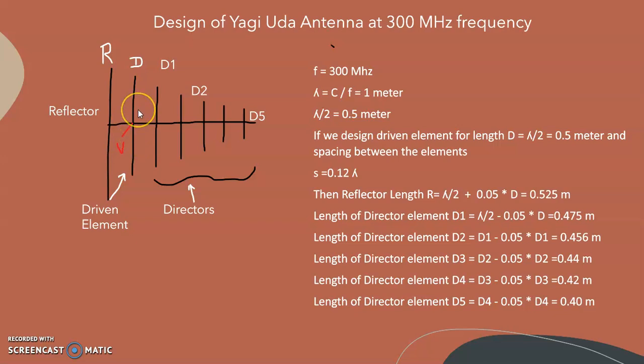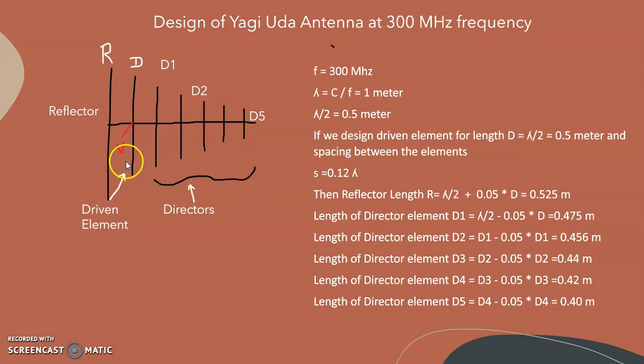Now, how to calculate the length of this dipole antenna? Since we are designing the antenna at 300 MHz frequency, we get the lambda value as almost 1 meter, and that's why half wave is 0.5 meter. So the length of the driven element we are taking as 0.5 meter. Since we are orienting all these antennas in the YZ plane and along the Z axis, accordingly we have to give the coordinates in the geometry section when we are actually working in 4NEC2.